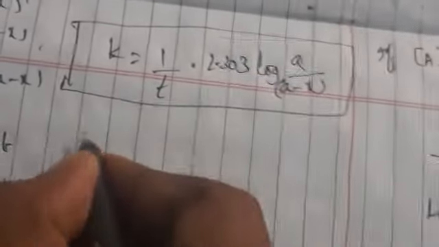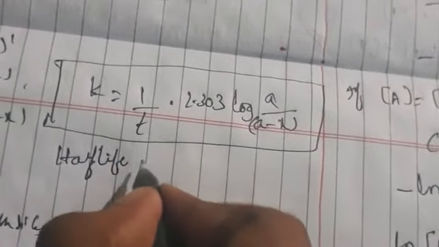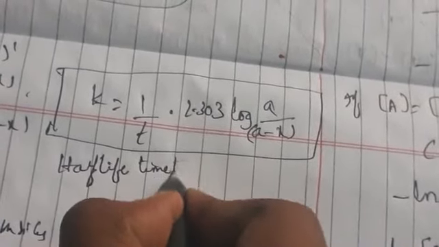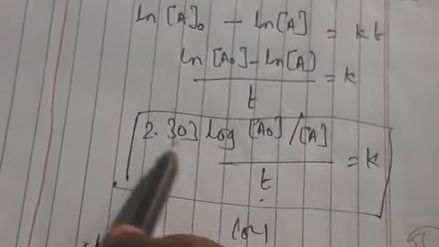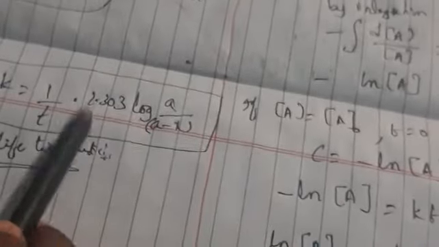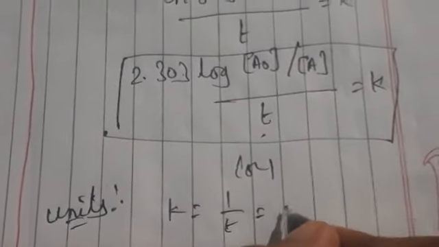So here let us find the half-life time period. But before going to the half-life time period, let us see the units for the first order reaction. If you take this, 2.303 log a by (a minus x) is a constant here, so only 1 by t we have to calculate. So here 1 by t is equal to what? Second inverse. So these are the units for the first order reaction.